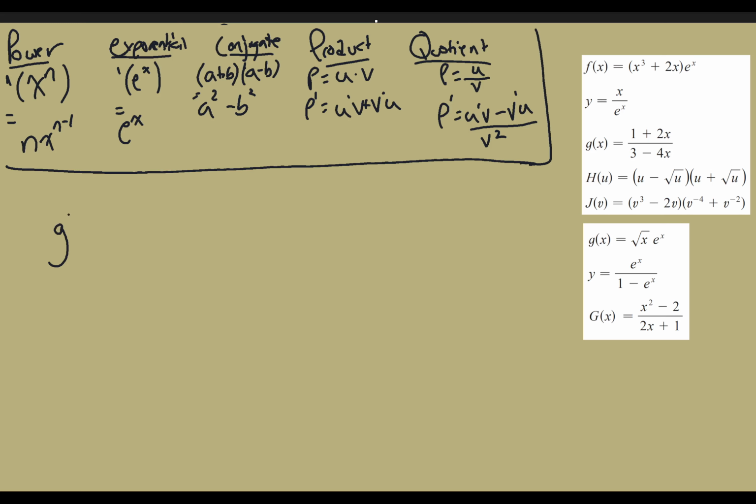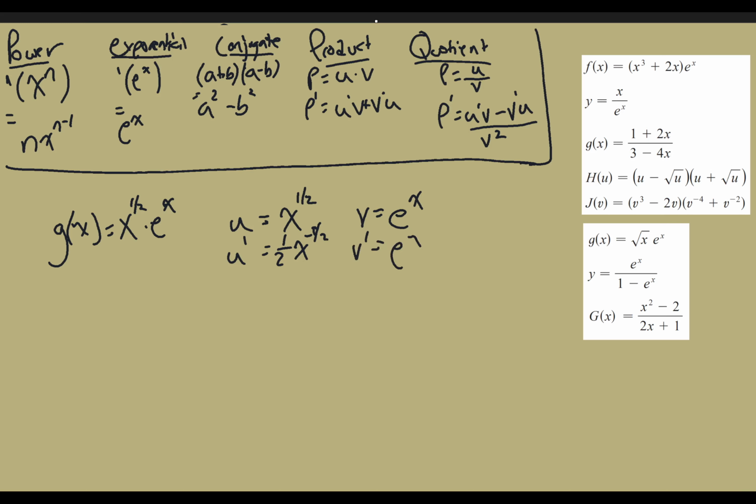G of x equals x to the 1/2 e to the x. That's a product rule. Our u value is x to the 1/2. You might call it root x, but I don't. V is e to the x. U prime, well, we can power rule: x to the negative 1/2. And v prime is still e to the x. You know this rule. So u prime v plus v prime u for our product rule. It's a product. They're multiplied. I'm not doing anything particularly special.